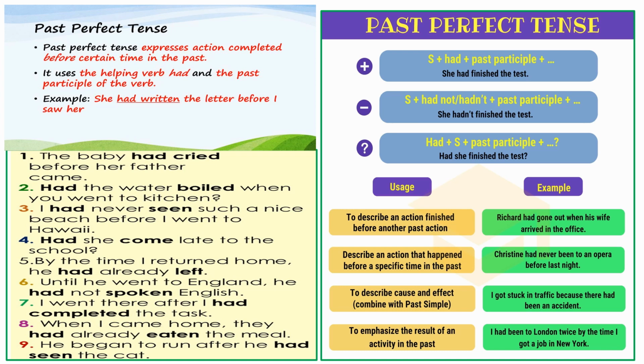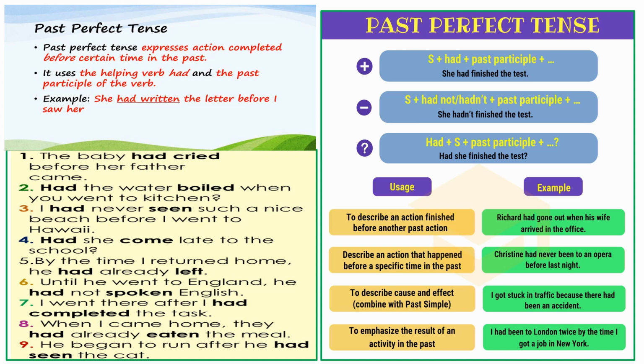Now, if we have to describe an action which finished before another past action, the example is like this. Richard had gone out when his wife arrived in the office. Now, for actions that happened before a specific time in the past, the example is Christian had never been to an opera before last night.